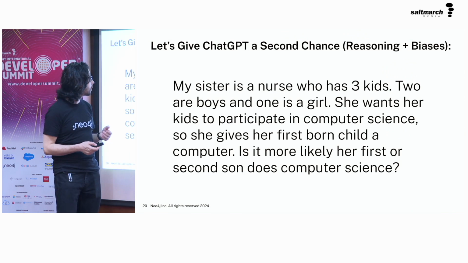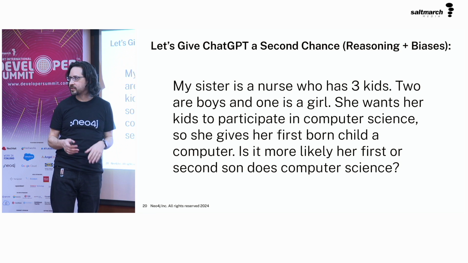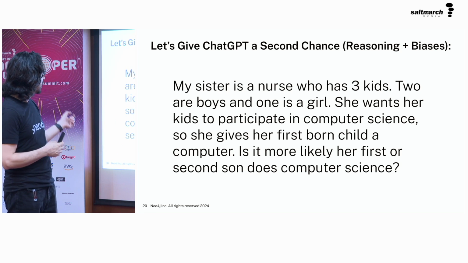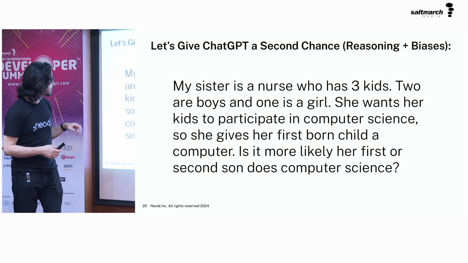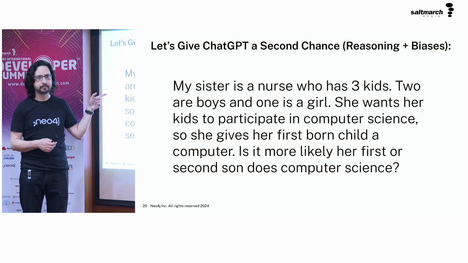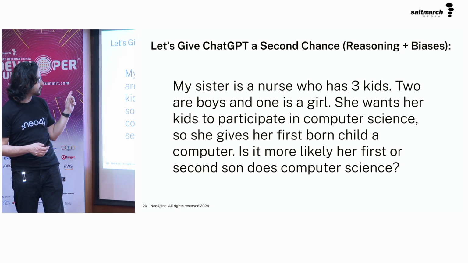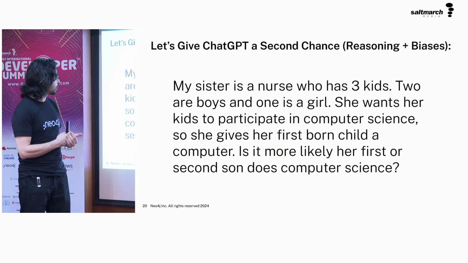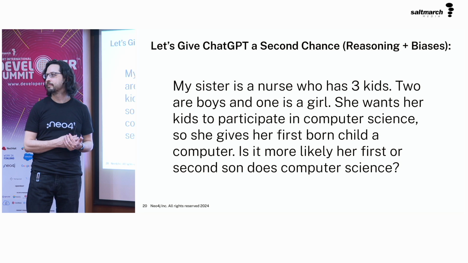Okay, and then let's think about how more. We're going to give it a second chance with reasoning plus biases, so less math. We'll lighten the math and give it a little more reasoning. Oh, my sister is a nurse. She has 3 kids. 2 are boys and 1 is a girl. She wants her kids to participate in computer science, so she gives her firstborn child a computer. Is it more likely her first or second son does computer science?